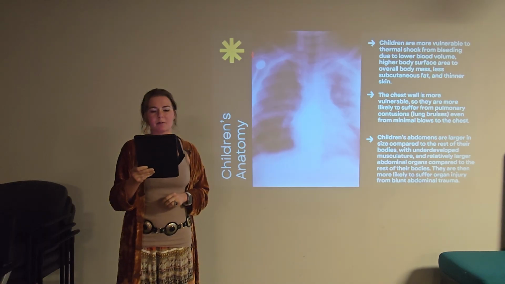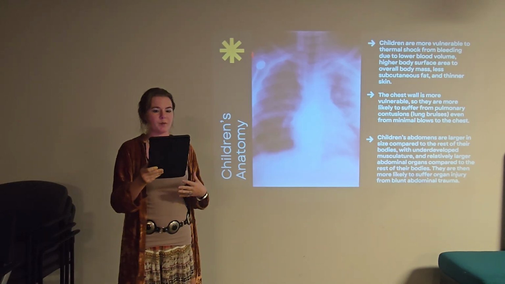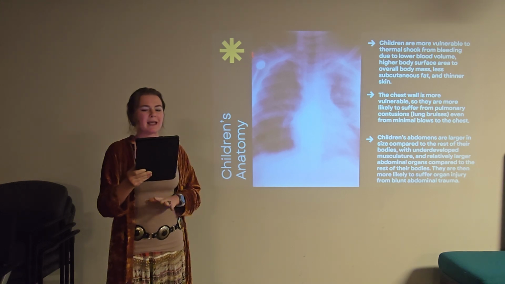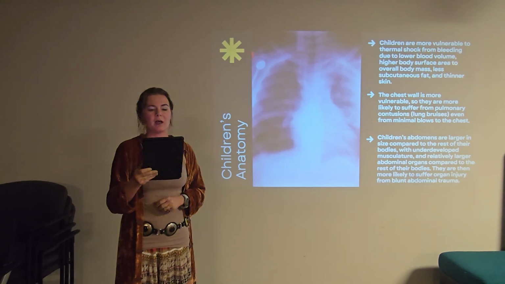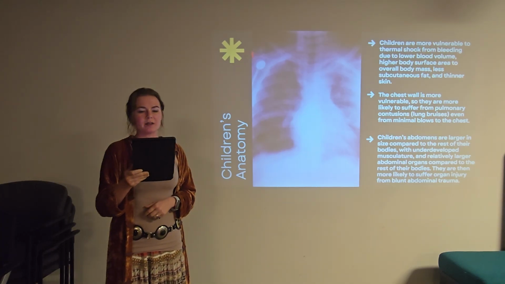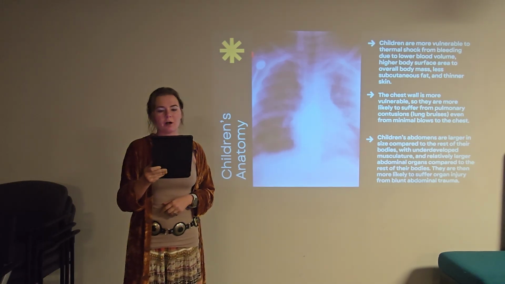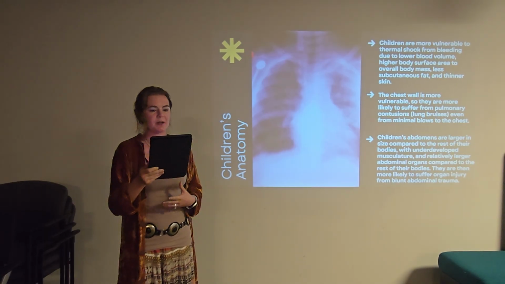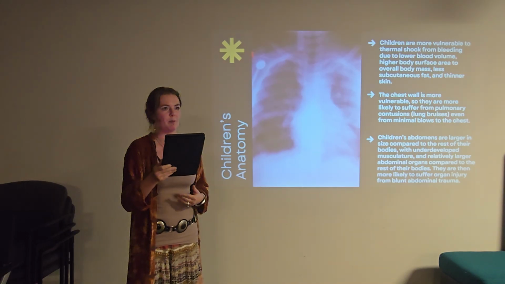The chest wall is more vulnerable. They are more likely to suffer from pulmonary contusions, which are lung bruises. We're going to get to those in a minute. Even from really minimal blows to the chest, their lungs can still get bruised. Children's abdomens are larger in size compared to the rest of their bodies, with underdeveloped musculature and relatively larger abdominal organs compared to the rest of their bodies. They are more likely to suffer organ injury from blunt abdominal trauma.